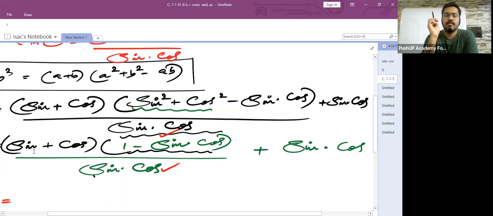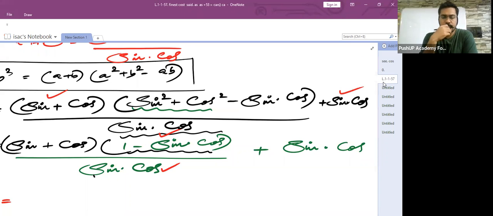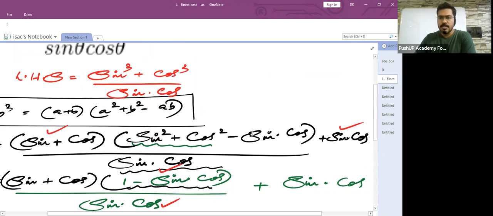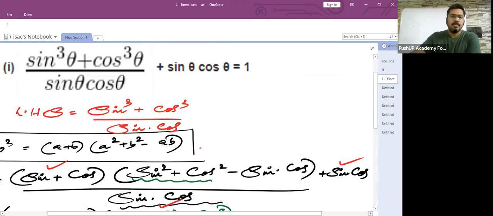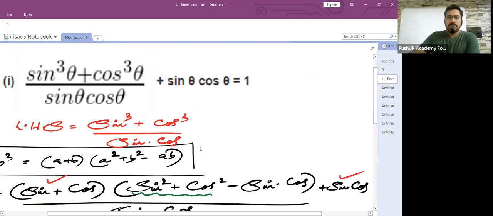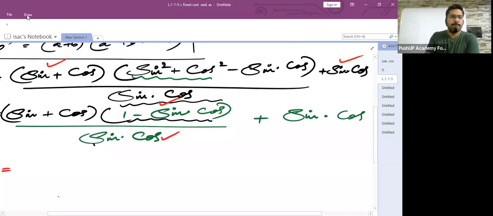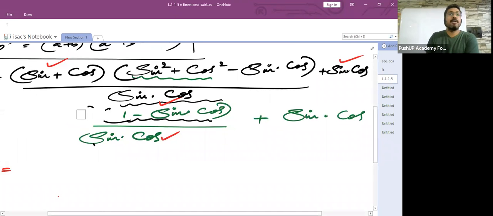Sine plus cos is common in both. Will it help us? So this is sine into cos and sine plus cos. Oh, this is sine into cos. Keep trying, children.